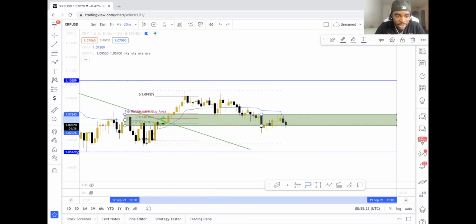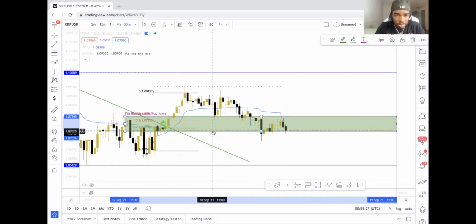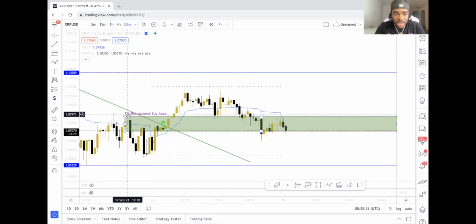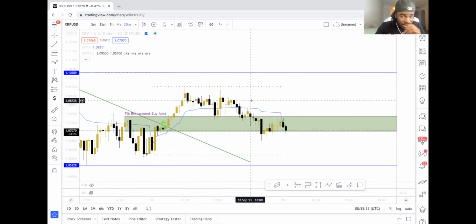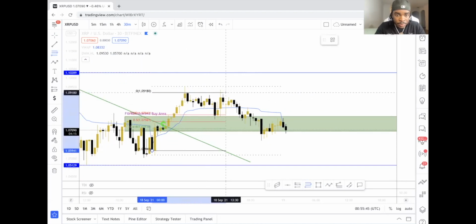And as you guys can see, my levels is within this box that I made. All right. So as you guys can see, I wrote down fib retracement buy area because I said to myself, okay, this is a fib retracement area because I just marked it up. I just seen it. Boom, boom, fib retracement area.